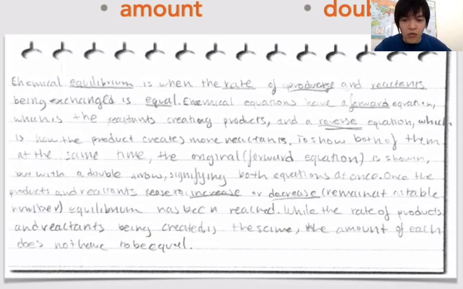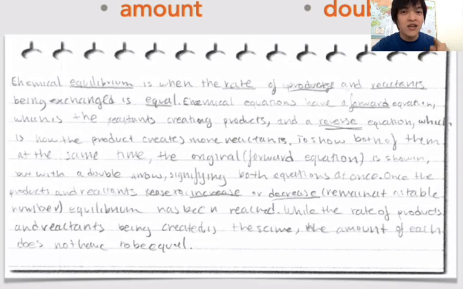Once the products and the reactants cease to increase or decrease, or remain a stable number, equilibrium has been reached. Yes, that's true. While the rate of the products and reactants being created is the same, the amount of each does not have to be equal. Yes, that is very important.